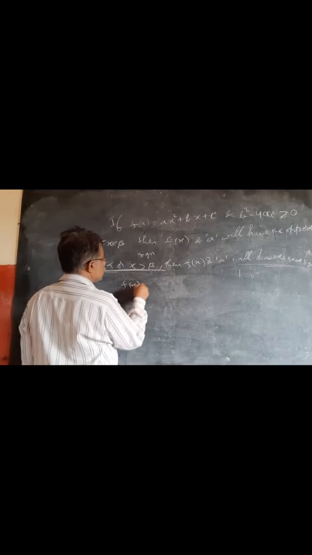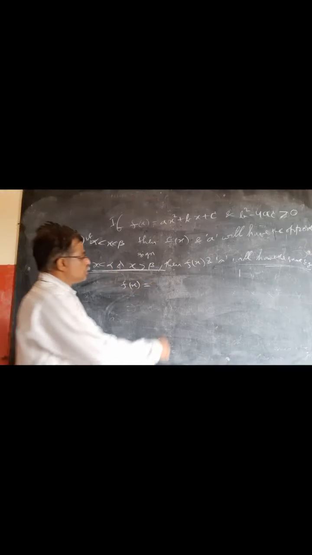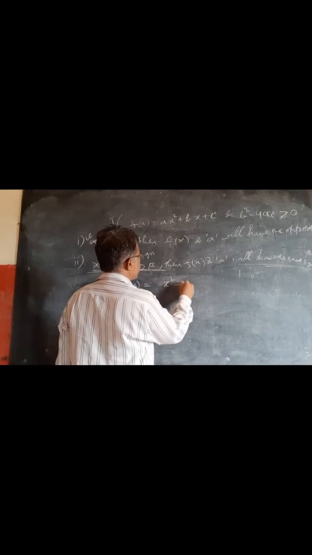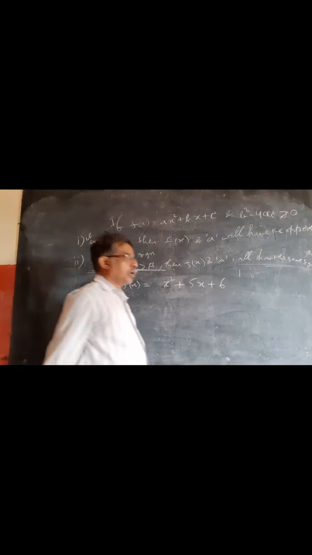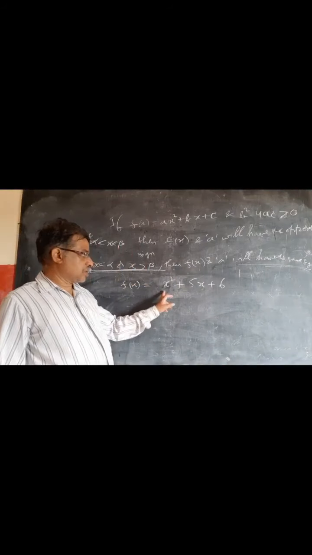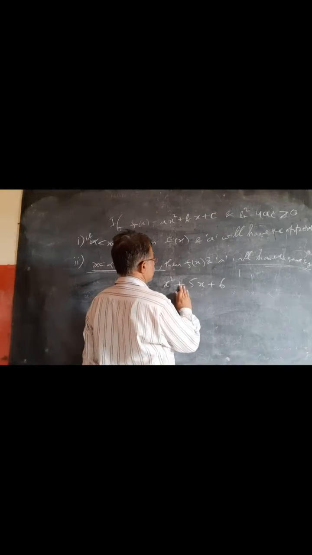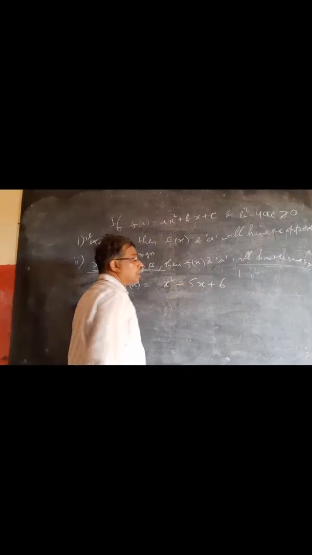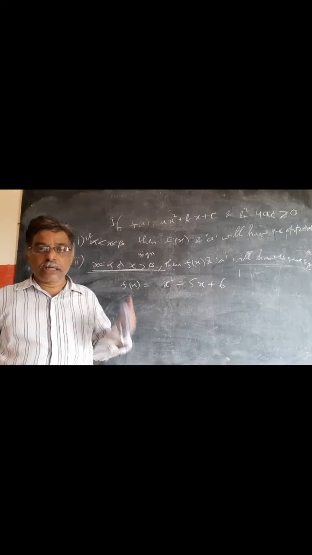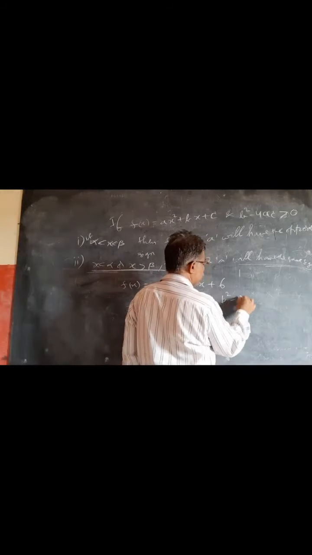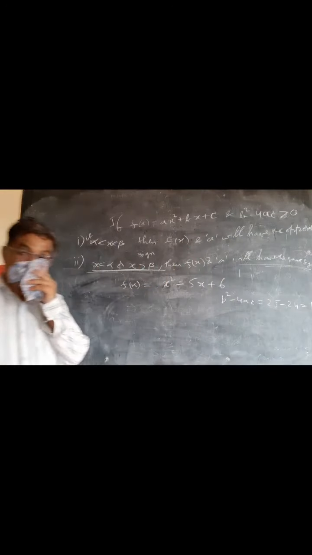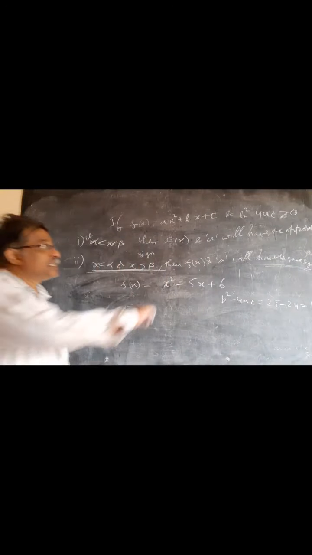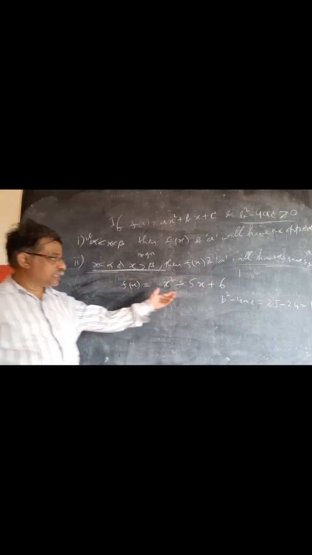f of x equal to x square plus 5x plus 6. Or if I take minus 5x, it will be better. So x square minus 5x plus 6. If you observe, what is b square minus 4ac here? 25 minus 24, I got it equal to 1, which is greater than 0. Means I am taking the expression such that b square minus 4ac is greater than 0. Now this is the expression.